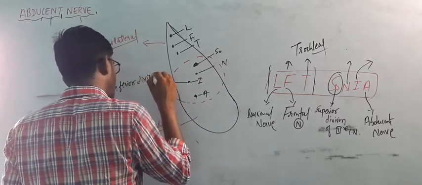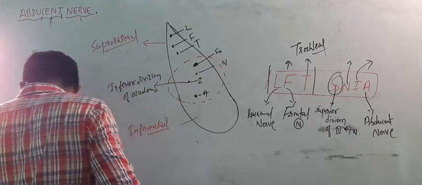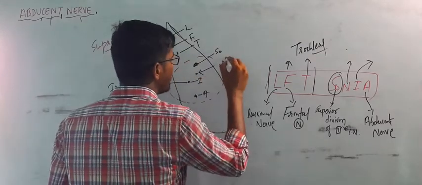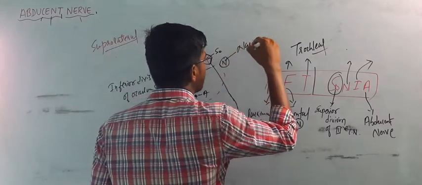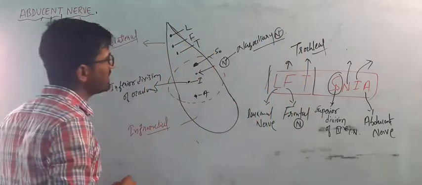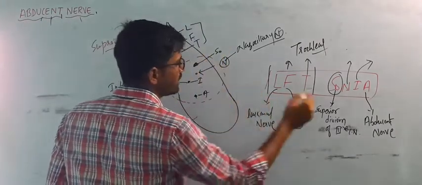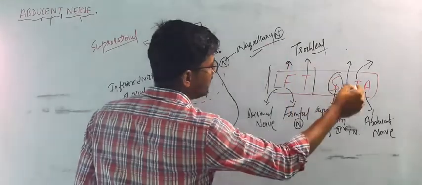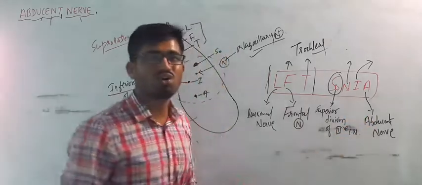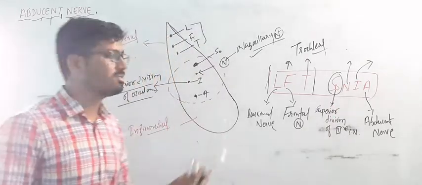Inferior division of the oculomotor nerve, right? Here is the N. N means nasociliary nerve, right? So these are the things which are present in the supralateral LFT, and this is the Sonia. SO, N means nasociliary, I means inferior division of the oculomotor nerve, and A means abducens nerve. You have to remember the 3rd and 6th cranial nerve, and between them the nasociliary. Okay, finish.